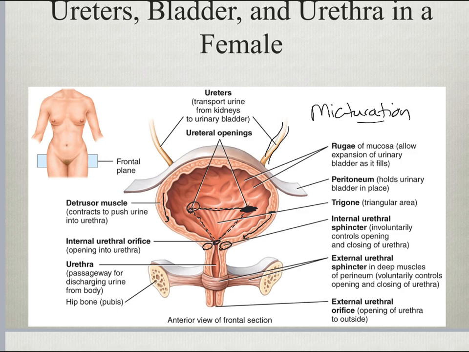Now, below here is our external urethral sphincter. The external urethral sphincter is skeletal muscle. This is under voluntary control, which is why when you feel that urge to urinate, that urge to pee, you can hold it until you get to a toilet. You'll release the contraction on that external urethral sphincter, and you will allow urine to flow out the urethra into your toilet.